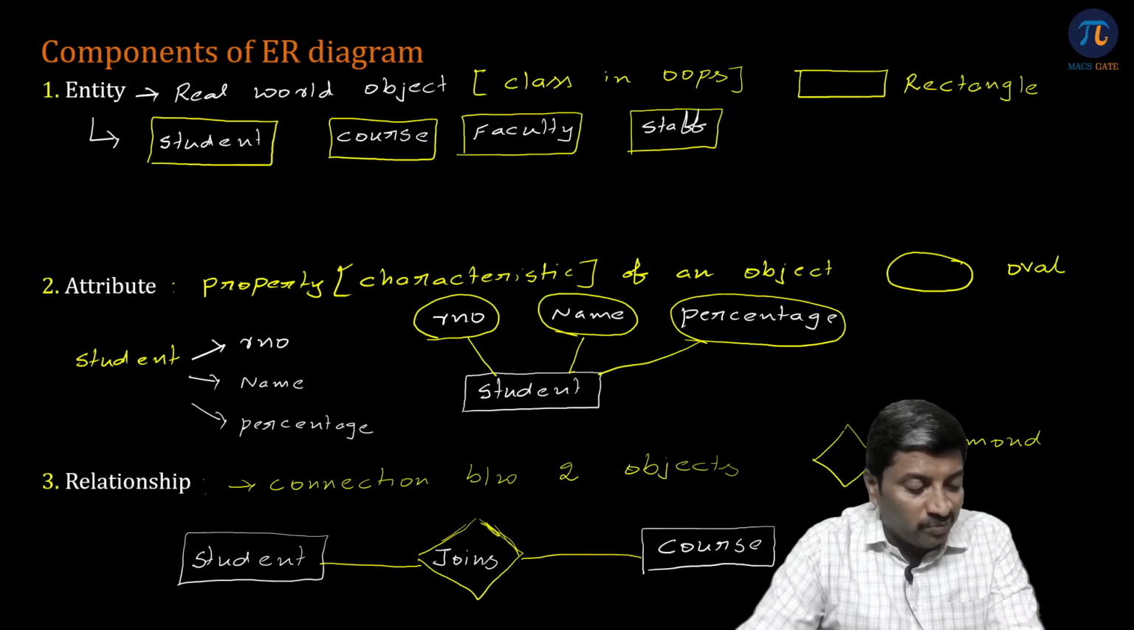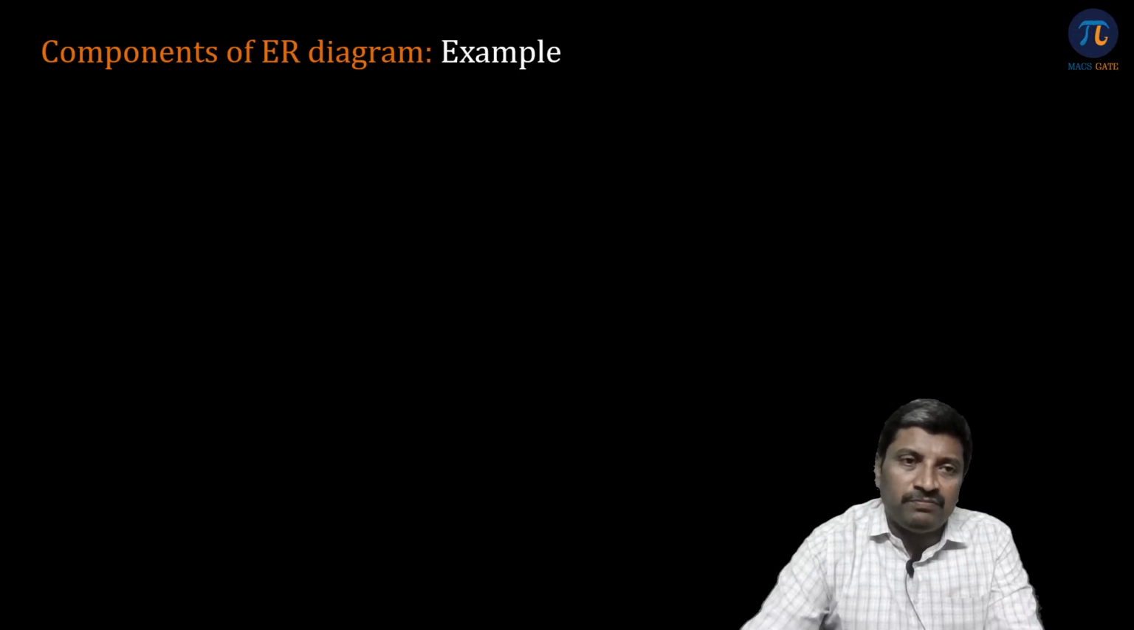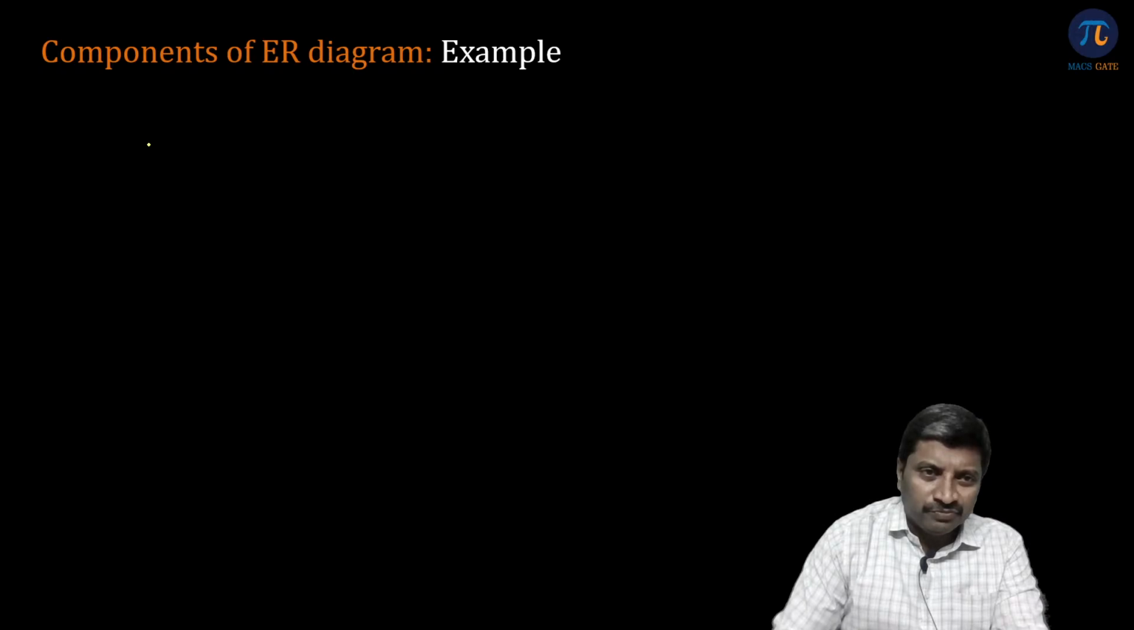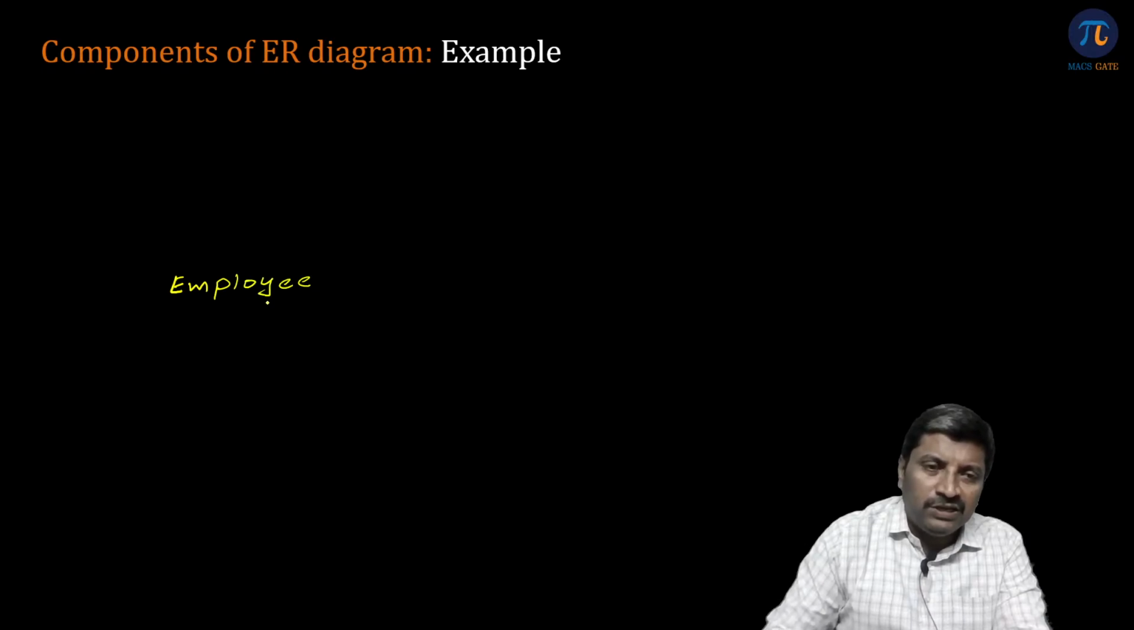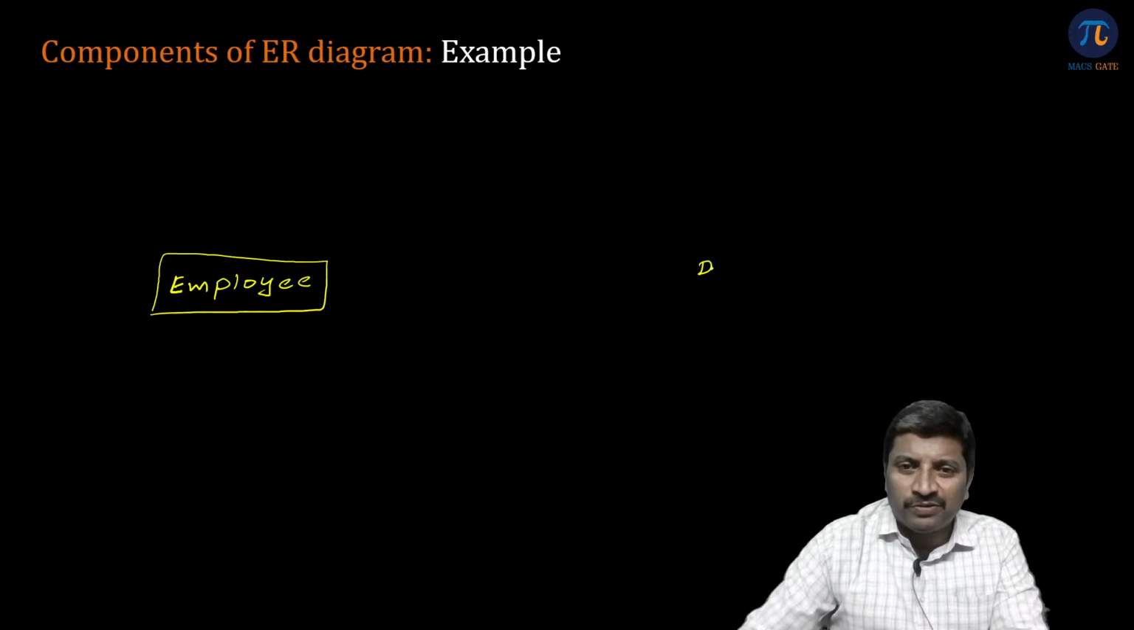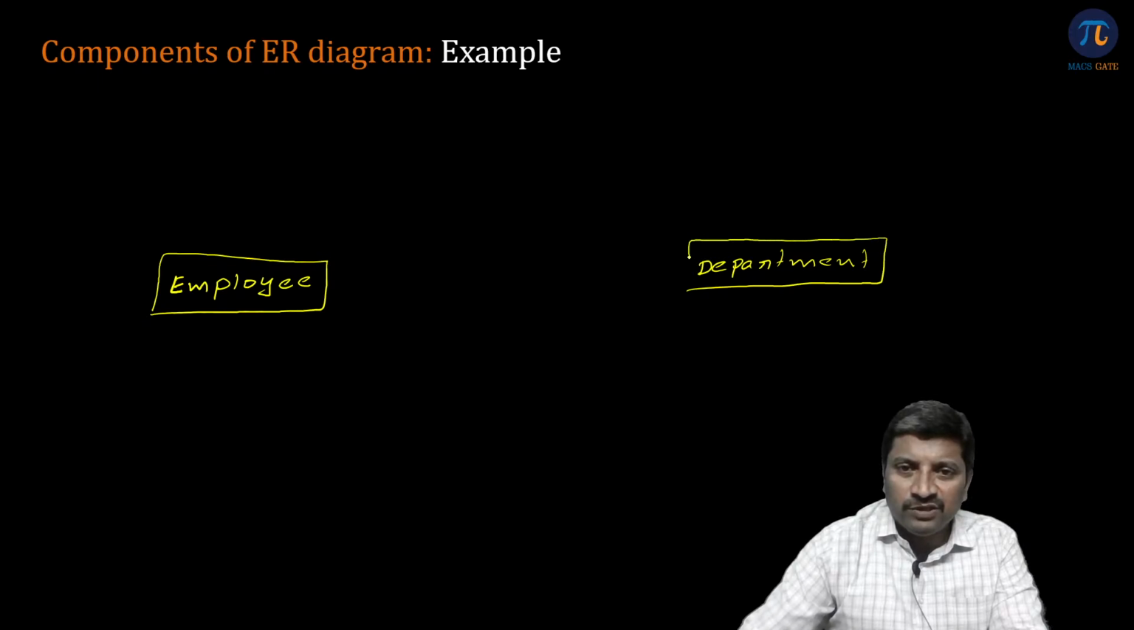Let me give one more example to describe these three components. Suppose I am considering the same university example, sir. There I am considering employees. This is my object, or simply entity. And one more I am considering, department. So these are the two objects I am having in my database.